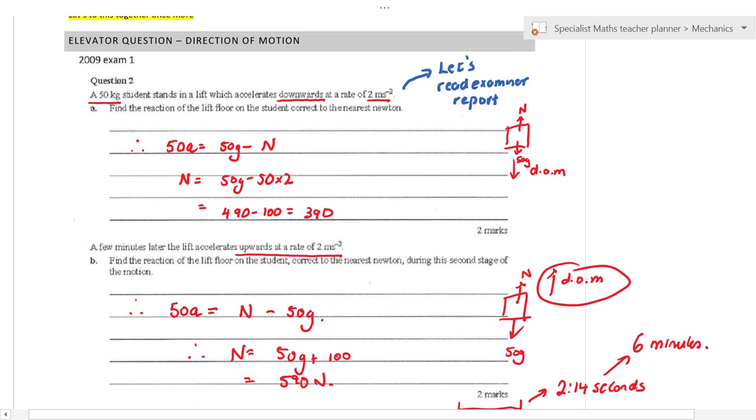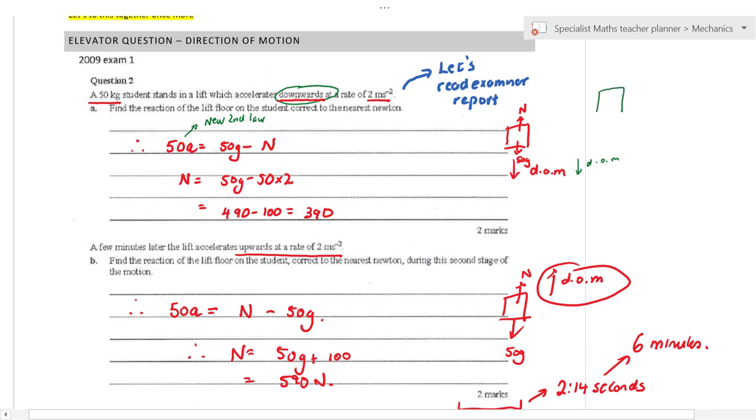So force is equal to ma. Okay, this is Newton's second law. Because the thing is going downwards, what we can say is our direction of motion is going downwards, like so. So ma, which is 50, because we've got a 50 kilogram student, times a, which is 50g.